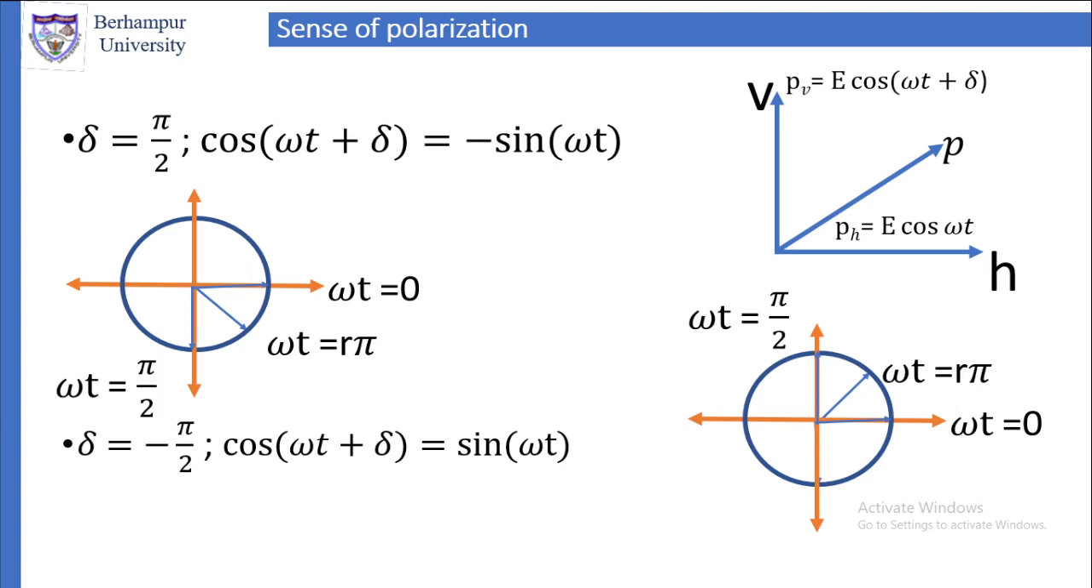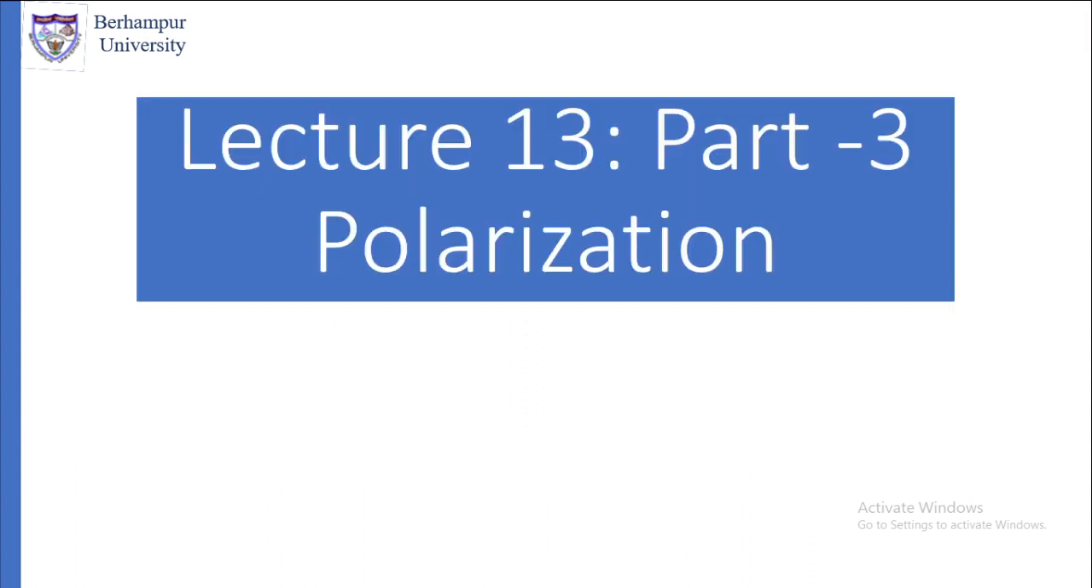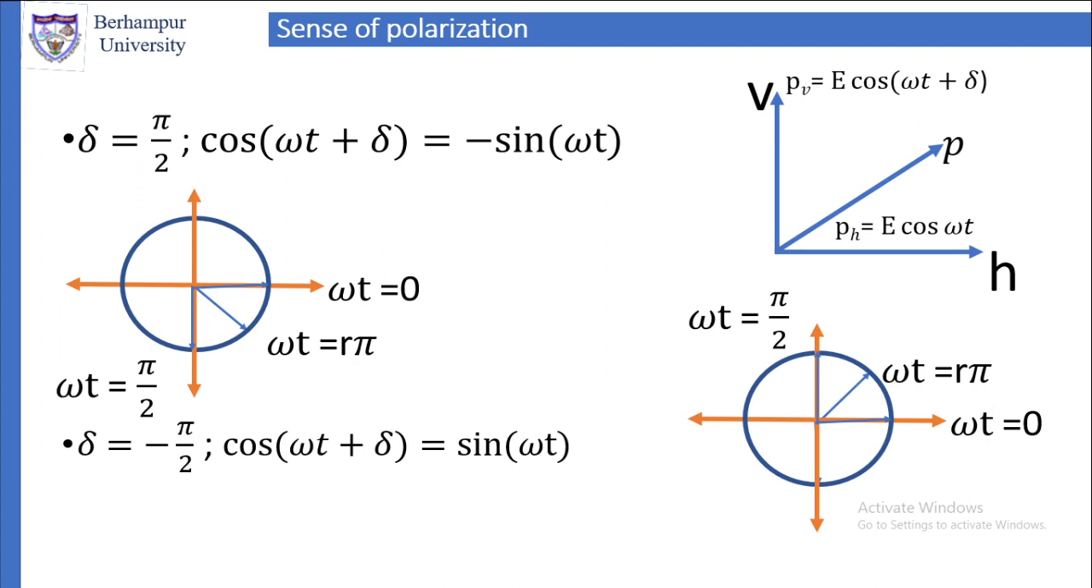When delta is equal to minus pi by 2, cos(omega t minus pi by 2) is sin omega t. Then we can go through the same procedure. When omega t is equal to 0, sin omega t will be 0, no vertical component, only a horizontal component. Then when omega t is equal to pi by 2, cos omega t will be 0, no horizontal component, only a vertical component. So as you move from 0 to pi by 2, you are moving from the horizontal line to the positive vertical, upward line, which means the rotation is in the anti-clockwise direction.